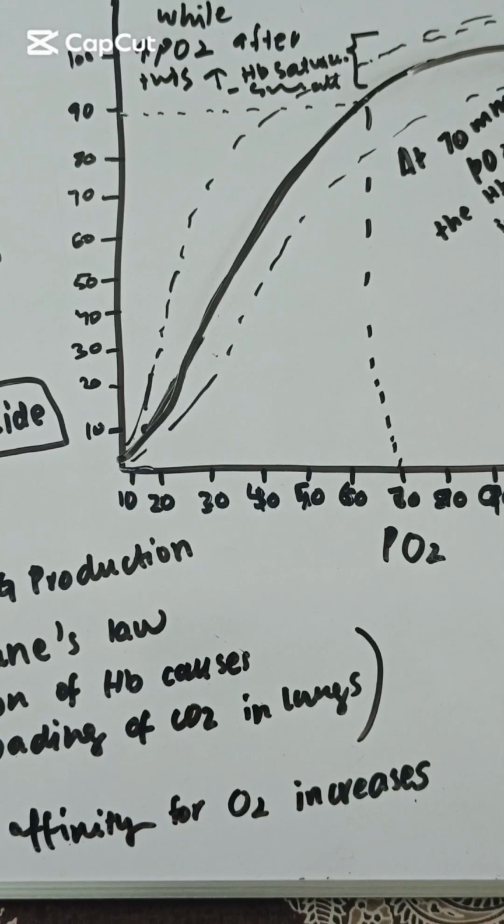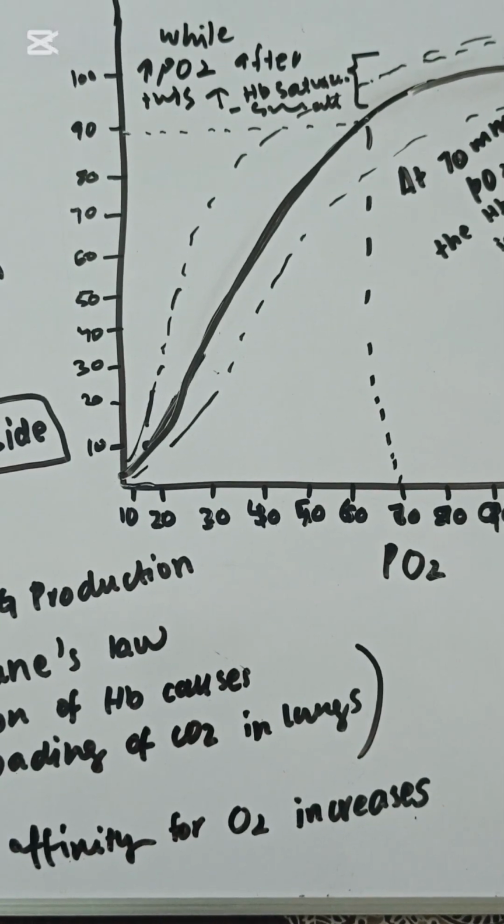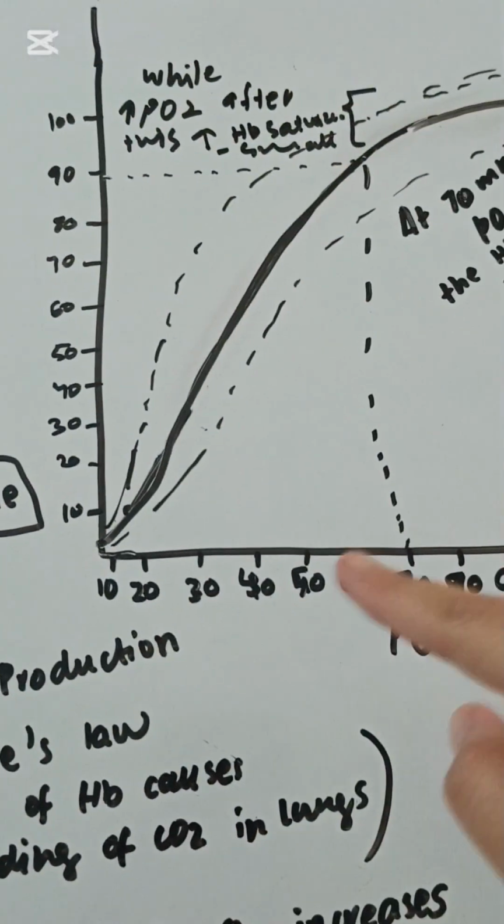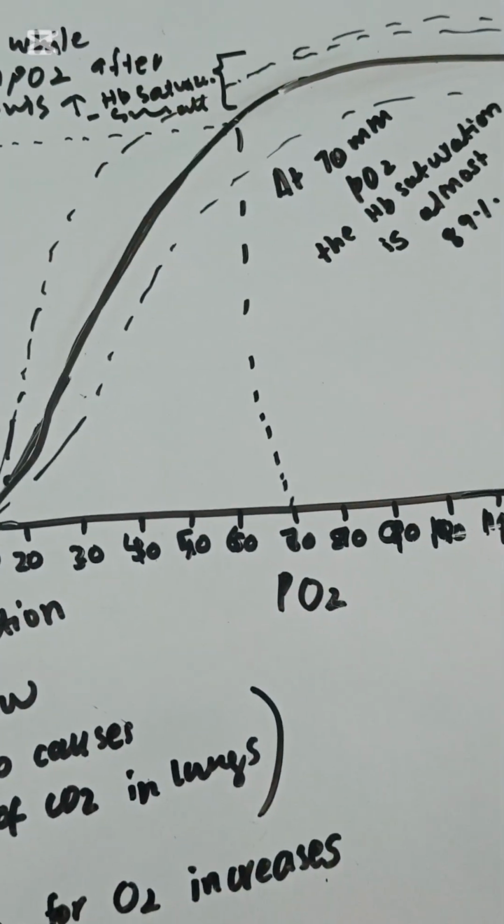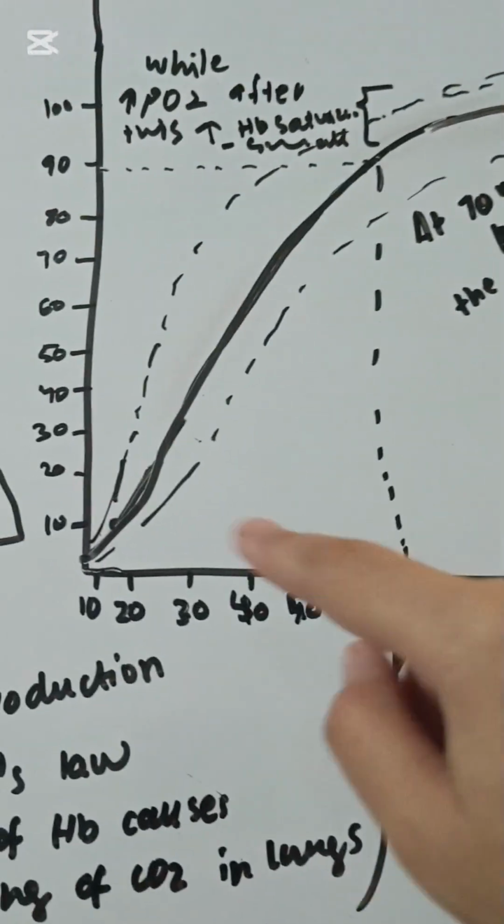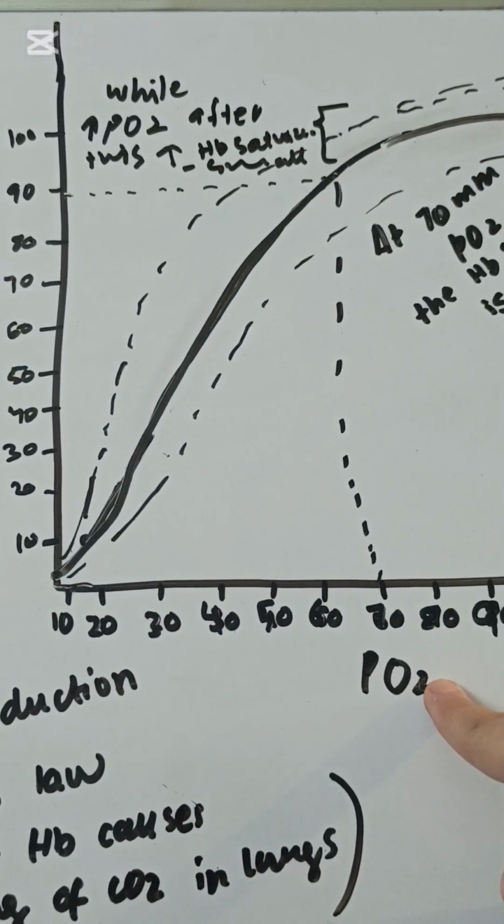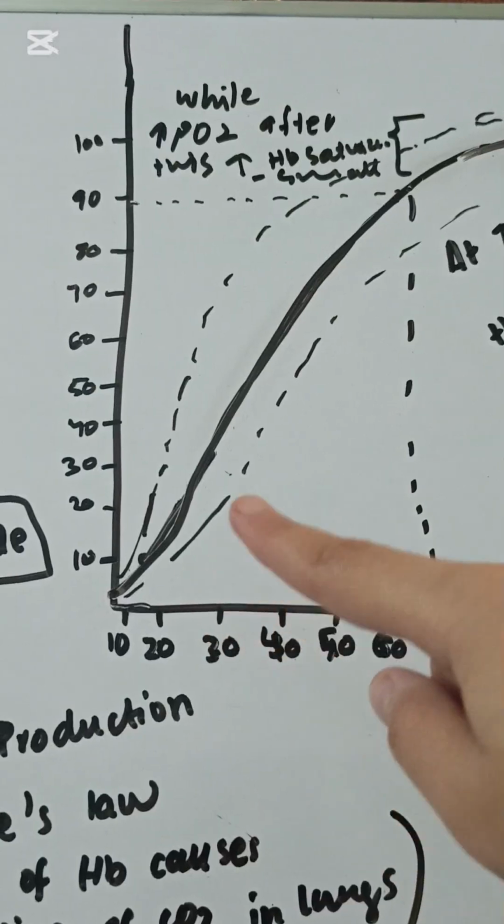I'll be explaining the oxygen-hemoglobin dissociation curve. On the y-axis, we have hemoglobin saturation percentage, while on the x-axis, we have the partial pressure of oxygen. So, you see during the first 7 mmHg partial pressure of oxygen, the hemoglobin saturation is slowly increasing.